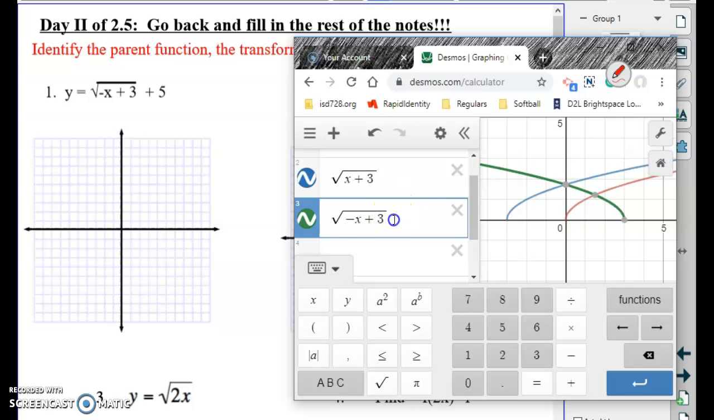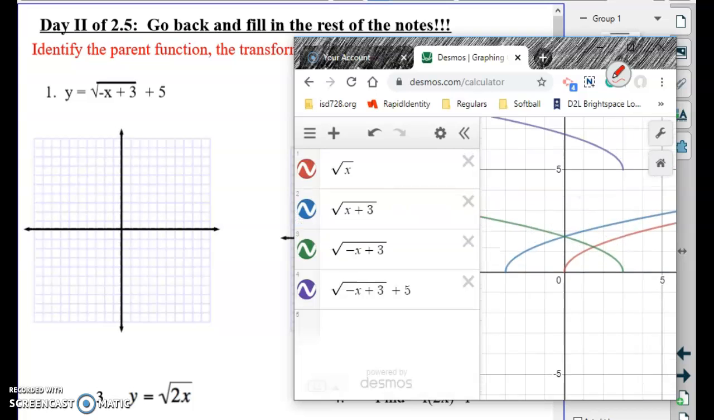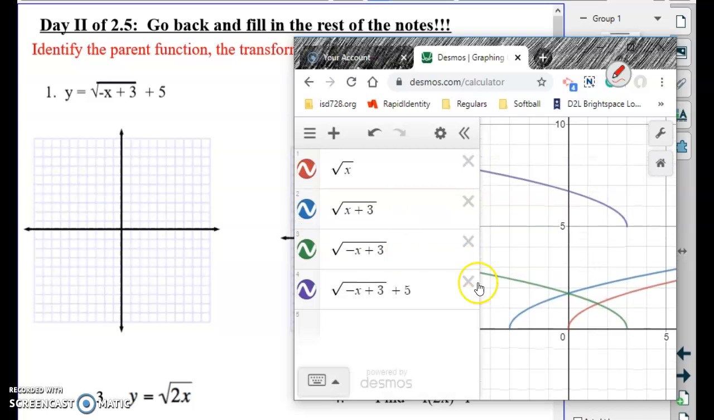Last but not least, what's the last thing? The last thing is always your up and down movement. So what is this going to do? Yeah, it's going to go up 5. And what happened if I bring this down? There it is. I started with my mother function, then I shifted left 3, reflected it over the y-axis, and then I shifted it up 5.